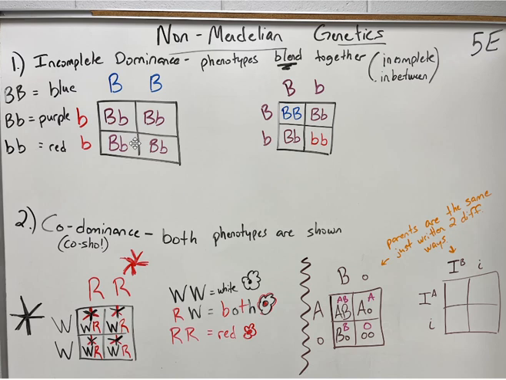It's incomplete dominance. And then we get down here to codominance. So think about co-show. Codominance is going to show both phenotypes. And so you might imagine a cow that is white with black spots. Or it's got two colors. It's not a mixture. It is both of them showing at the same time.